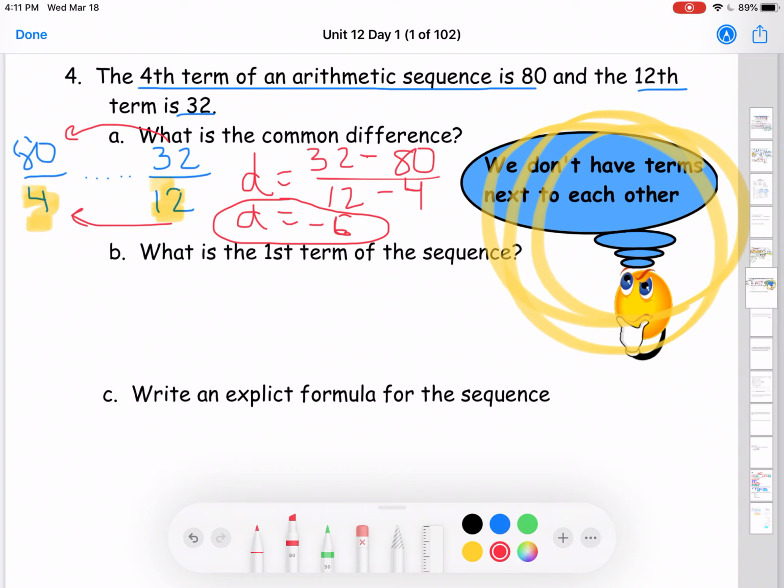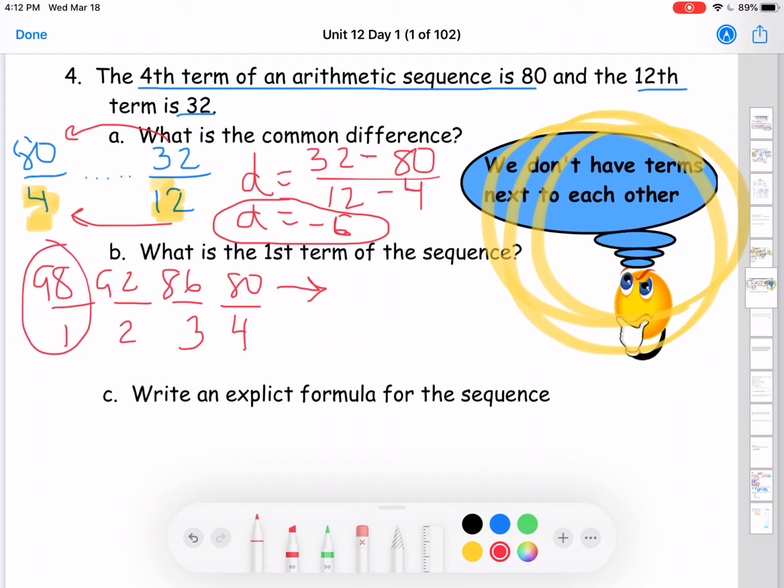Alrighty, let's find the first term of the sequence. So if I want to find the first term in the sequence, you can use the explicit formula, a sub n equals a sub 1 plus n minus 1 times d. Or we could think logically here. If going this way, I keep subtracting 6, then wouldn't I just be adding 6 to go the other direction? And the first term would be 98.